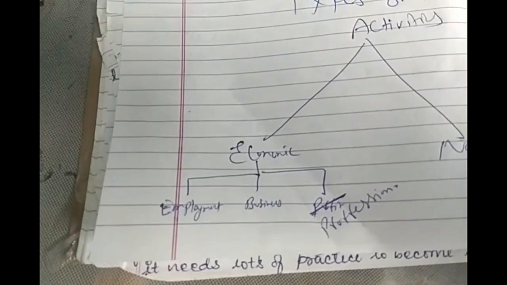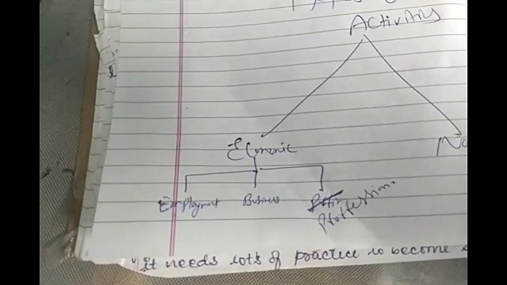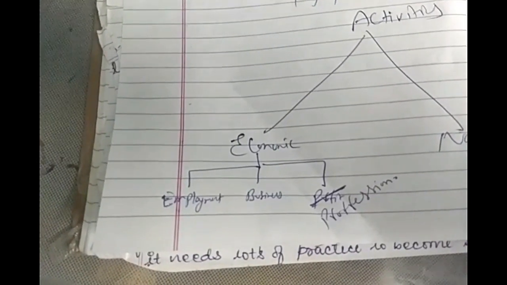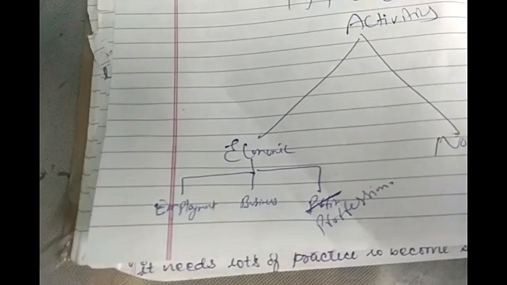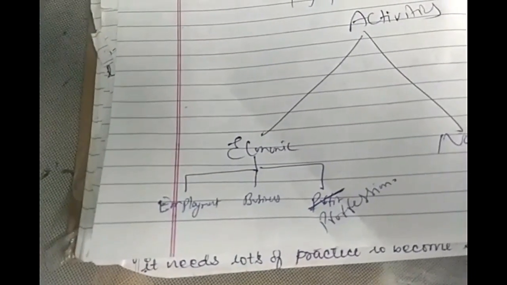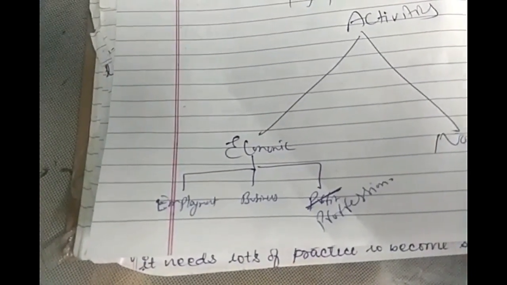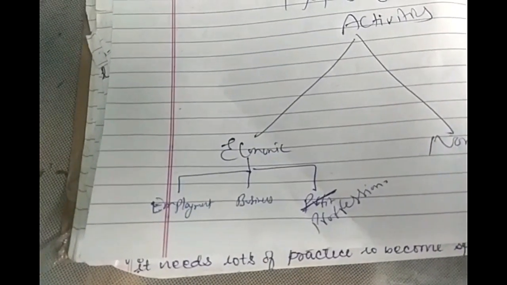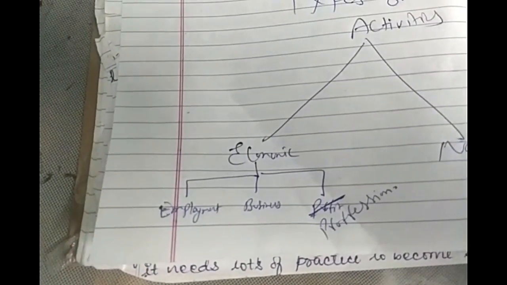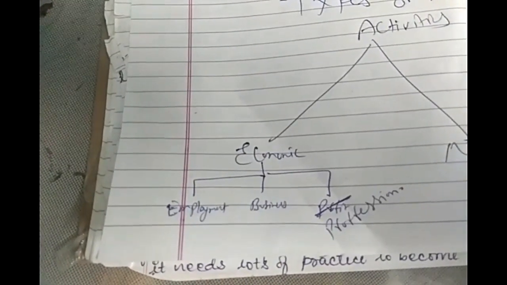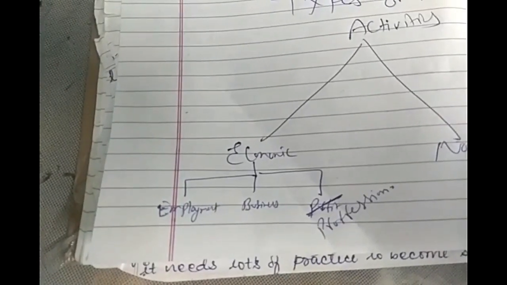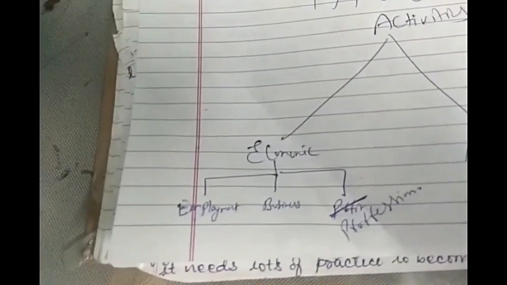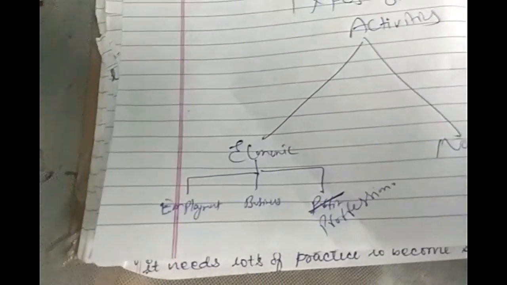Employment: when a person is rendering his services to someone, working under the ownership and control and under the instruction of someone, and against it he gets some income by rendering his services, that type of activity is known as employment.